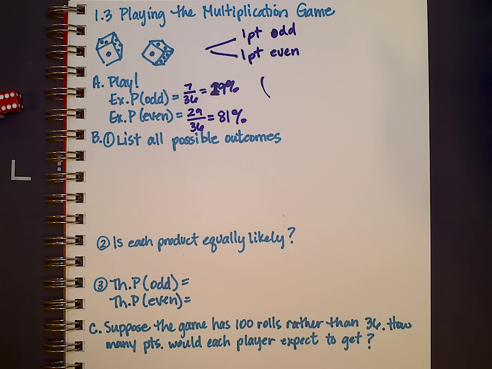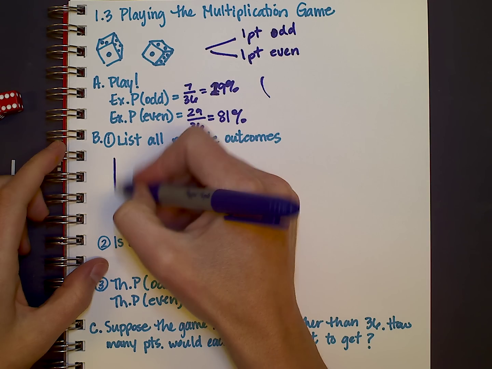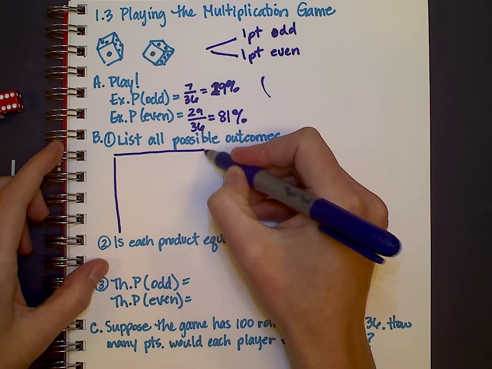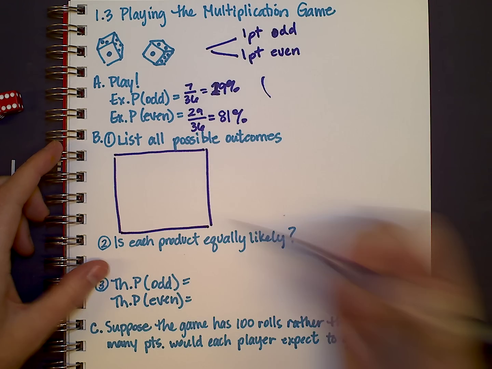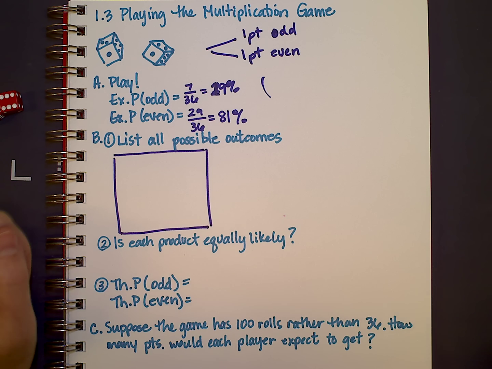Alright, so first of all, to list all the possible outcomes, we could make a tree, but instead of making a tree, since I think that's probably how a lot of you are going to do that, I'm going to make an area model as a review of the Investigation 2 video that you watched.